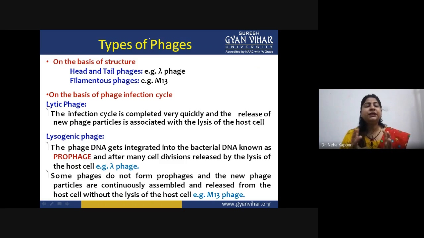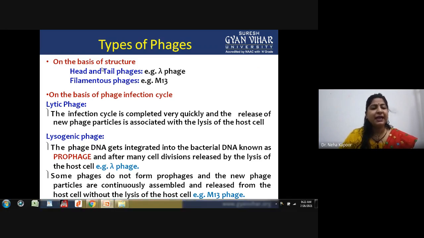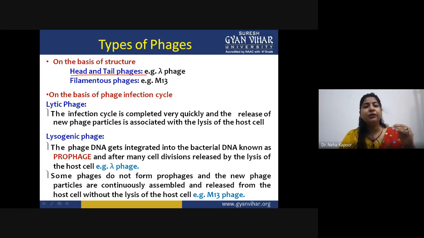If you talk about the types, there are two types of phages depending upon structural differences. One is the head and tail phage, that is lambda phage, and another is the filamentous phage. In the head and tail phage, there is one head in which the genome is present, and that head consists of a capsid, and there is a small tail. That is known as lambda phage. The filamentous phage has the example of M13 phage.